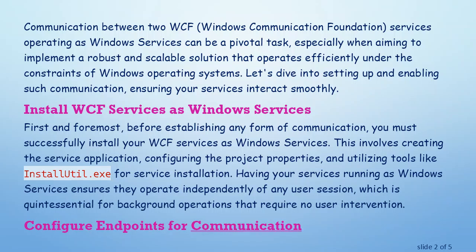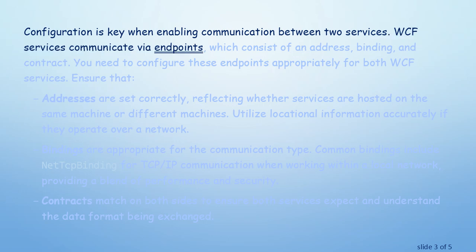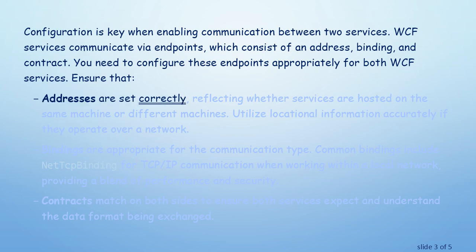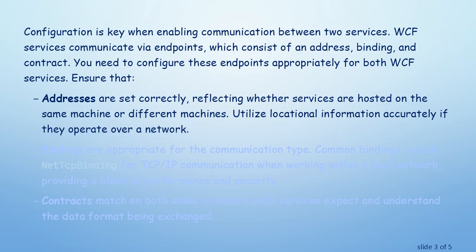Configure endpoints for communication. Configuration is key when enabling communication between two services. WCF services communicate via endpoints, which consist of an address, binding, and contract. You need to configure these endpoints appropriately for both WCF services. Ensure that addresses are set correctly, reflecting whether services are hosted on the same machine or different machines. Utilize locational information accurately if they operate over a network.